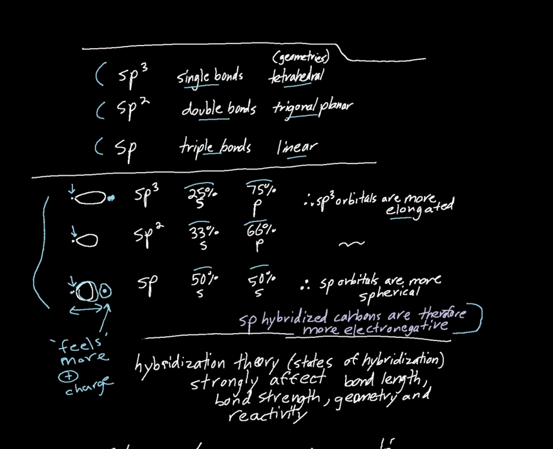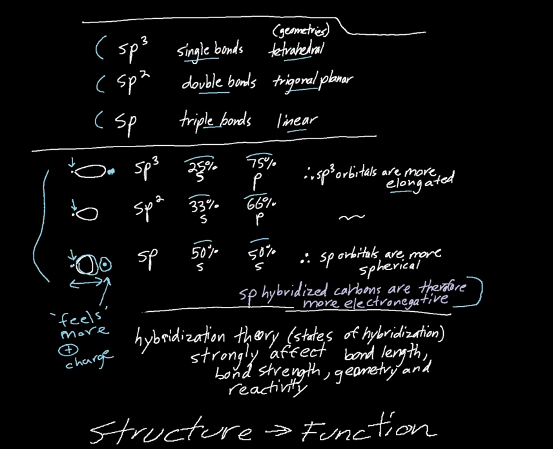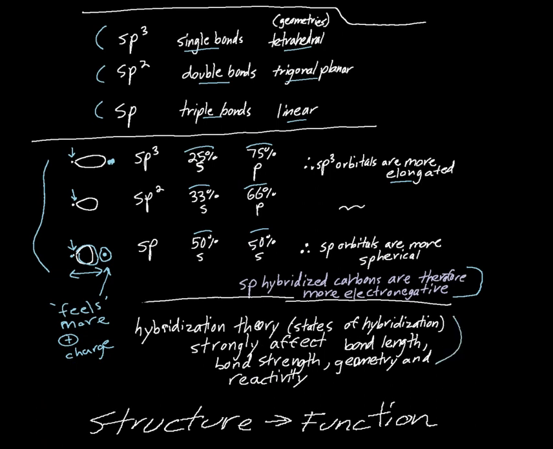So carbon compounds with triple bonds behave in that way, and we won't see that until we do a lot more reaction chemistry later. But essentially, the take-home conclusion here is that hybridization theory strongly affects things like bond length, which we just saw, bond strength, geometry, and reactivity. And the main big conclusion stays the same. Structure relates to function.